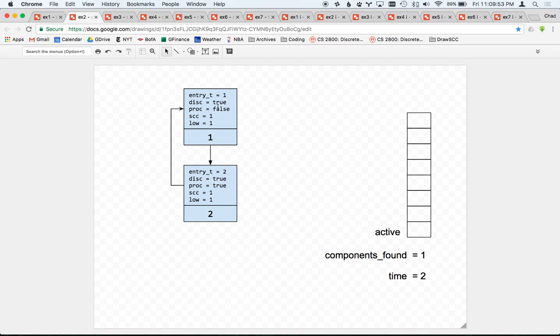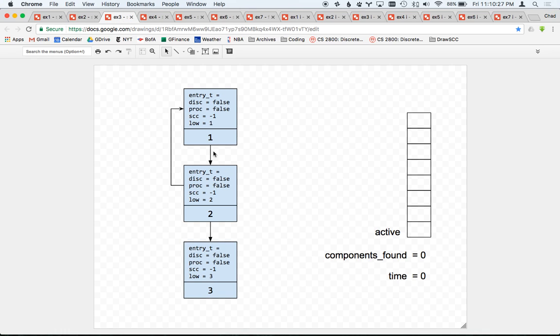Okay, and then we can finish exiting vertex 1, processed equals true, and we have now completed our algorithm for this graph. Okay. So then we move on to a more complicated example. Oh, before we do, just commenting, both of these now say SCC equals 1, which means that the strongly connected component that they are both a part of is strongly connected component number 1. There is only one strongly connected component for the graph, which is why components found equals 1. Next example.